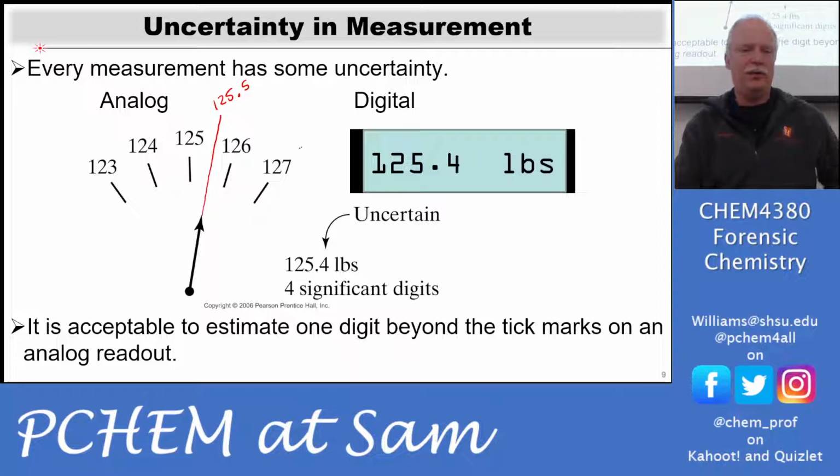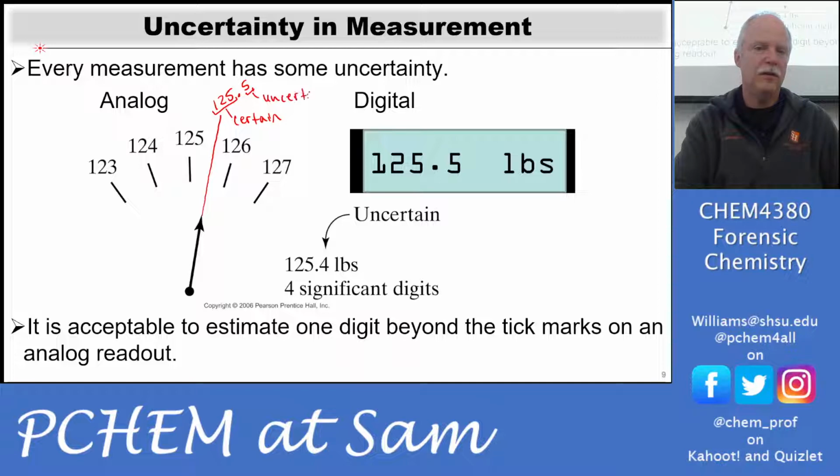And so are you sure? Where are your certain digits and your uncertain? This 125 is certain if the needle's not moving. And so those are certain. And then this is the uncertain digit. And the same here. We have, again, 4 significant digits. The number of significant digits is all the certain digits plus the one uncertain digit.